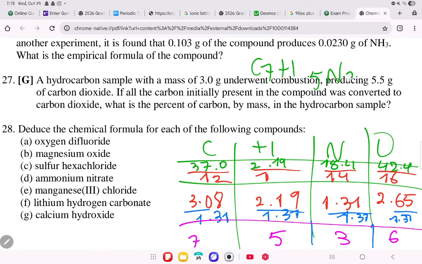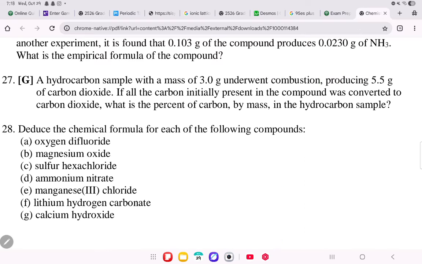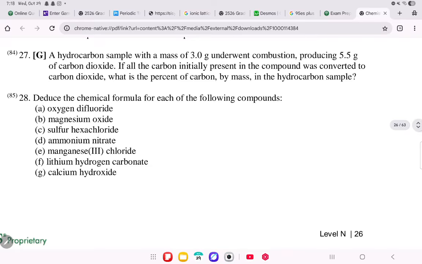A hydrocarbon sample with a mass of 3 grams underwent combustion, producing 5.5 grams of carbon dioxide. If all the carbon initially present in the compound was converted to carbon dioxide, what is the percent of carbon by mass in the hydrocarbon sample? Well, very simply, they want us to find the mass of carbon present in the hydrocarbon.